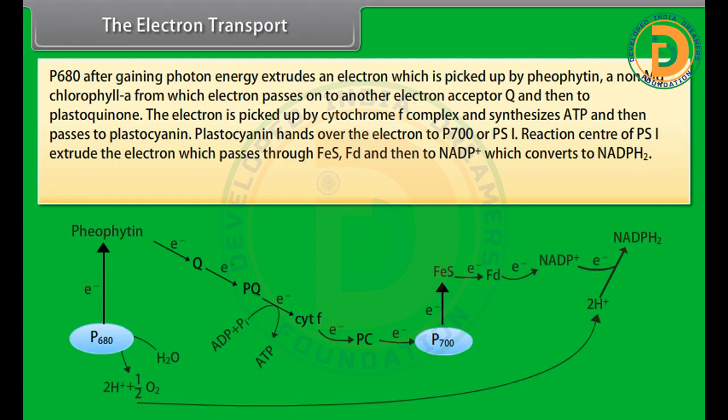The electron is picked up by cytochrome F complex, which synthesizes ATP, and then passes to plastocyanin. Plastocyanin hands over the electron to P700 or PS1. The reaction center of PS1 extrudes the electron, which passes through FeS, FD and then to NADP+, which converts to NADPH2. This scheme is also called the Z scheme due to its characteristic shape.